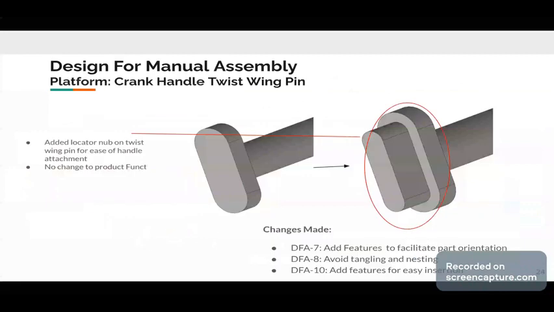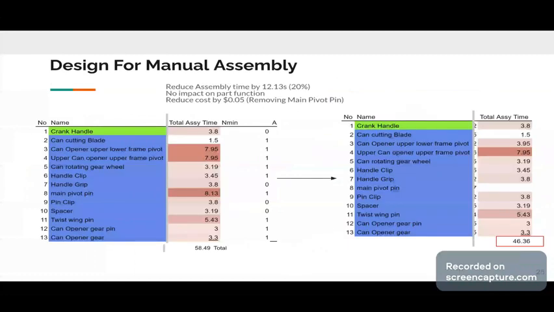Our other redesigned assembly step along the crank handle involved redesigning the twist wing pin, adding a locator nub to facilitate part orientation, avoid tangling and nesting, and allow for easy insertion. All of these changes reduced our assembly time by 12.13 seconds, or 20% overall, did not have an impact on part function, and reduced cost by about 5 cents by removing the main pivot pin.